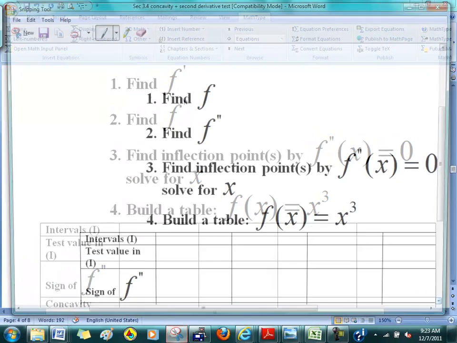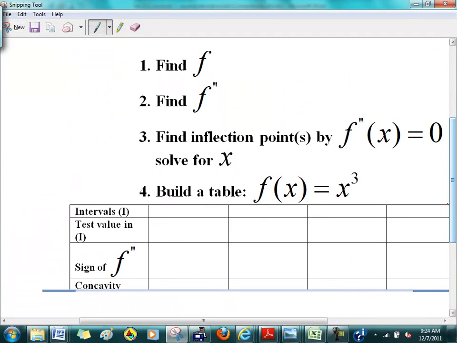Let's start working on this. So this should be a find f prime. And the equation is f of x equals x cubed. So what's f prime? F prime is 3x squared. Nice. F double prime: 6x. Point of inflection: 0. Nice, good job. Okay, so now you're going to have an interval from minus infinity to 0, 0 to infinity.